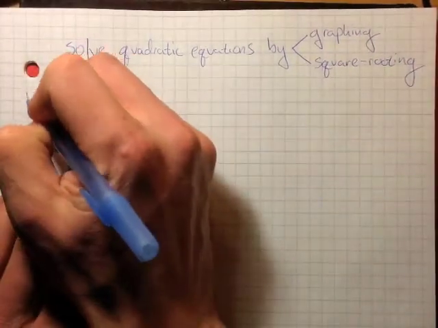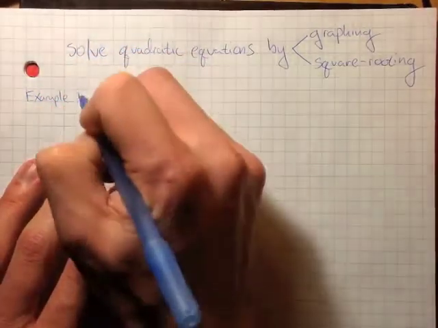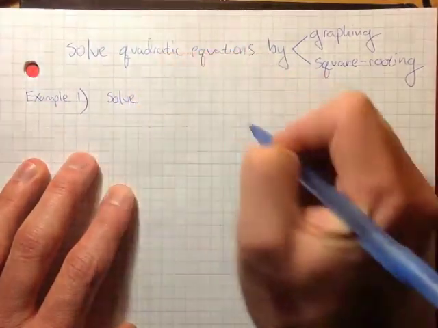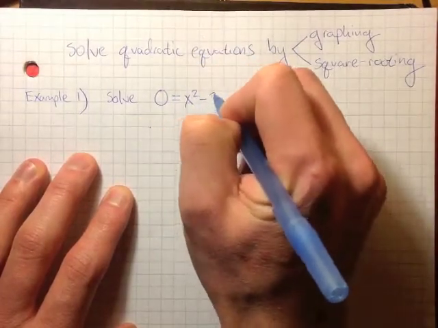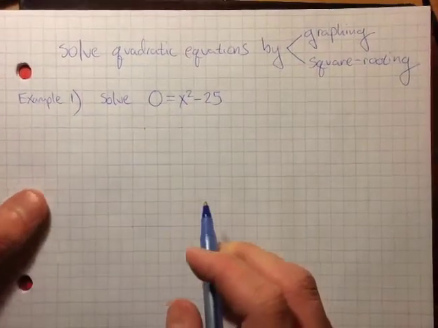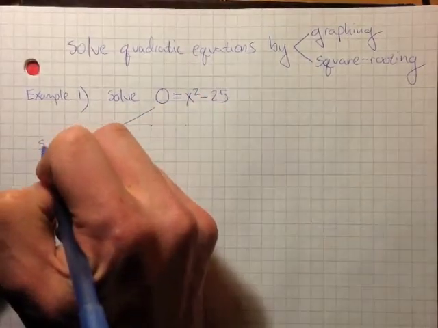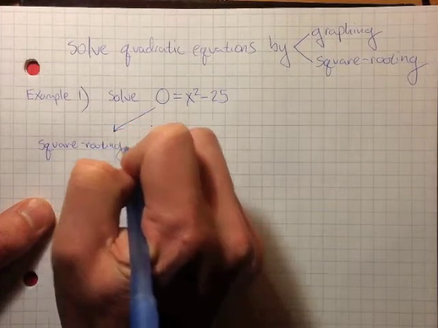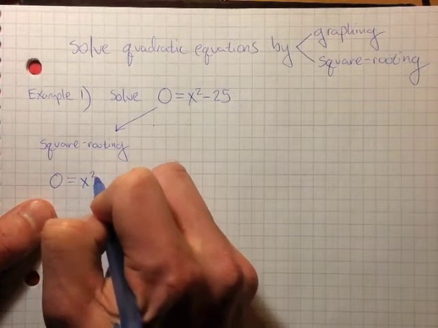Alright, so let's just dive right into our first example. Let's say that I wanted you to solve the equation 0 equals x squared minus 25. First of all, let's solve this equation by square rooting. I'm going to write the equation again down here: 0 equals x squared minus 25.